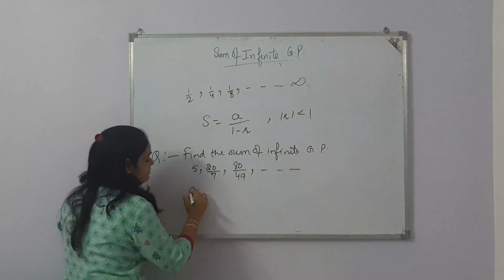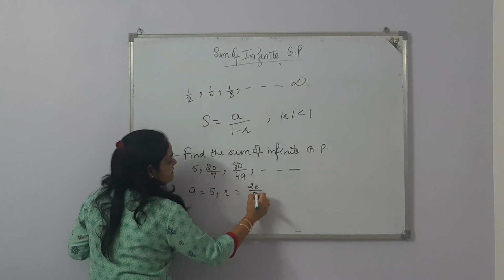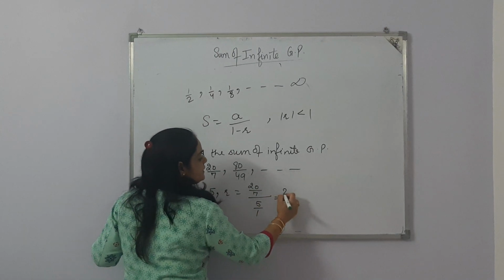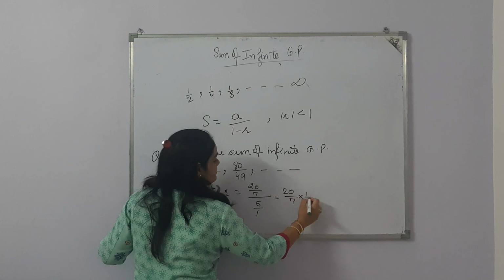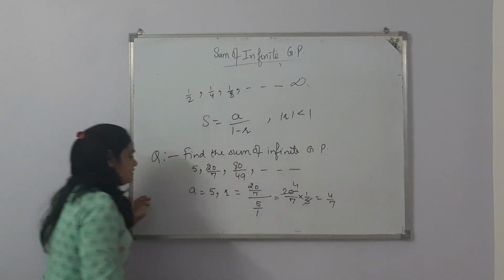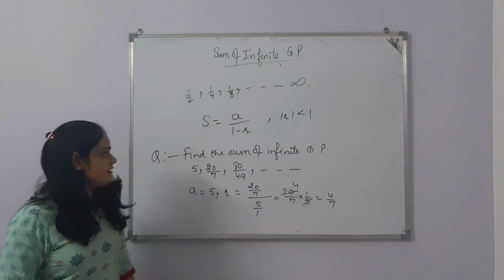So what is the first term? Here it is 5. And what is r? 20 by 7 whole upon 5. We can write 5 as 5 by 1. So 20 by 7 into 1 by 5. 5 fours are 20, so it is 4 by 7. Now you are watching that r is already less than 1. It is 0 point something. It is less than 1.